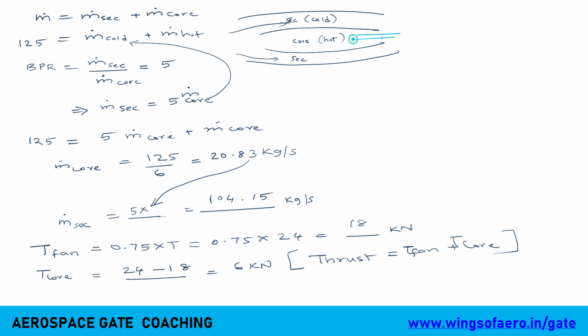So what is the amount of VE coming out from the core, and what is the amount of VE coming out from the secondary, or from the cold section or the hot section? So to find this, we need to find out first what the flight speed is. Now how can you find the flight speed?